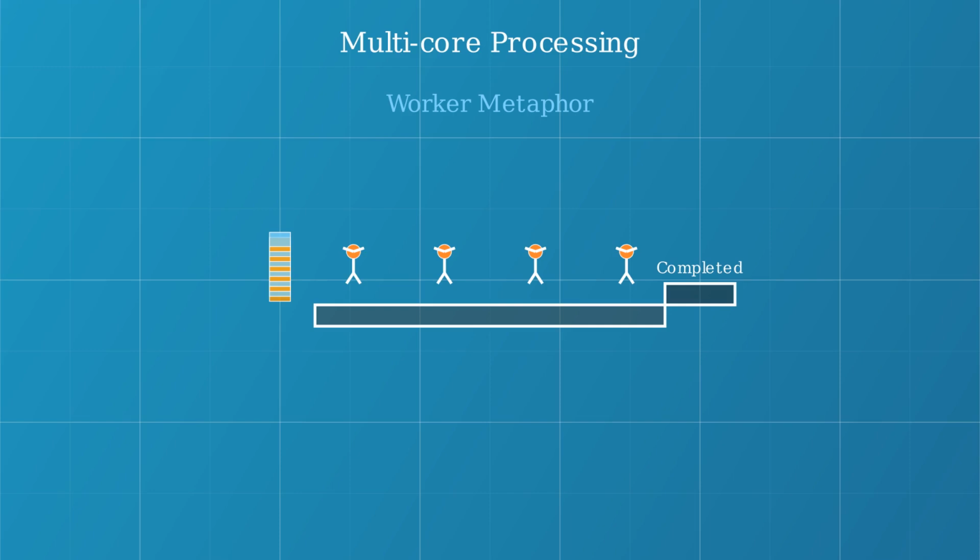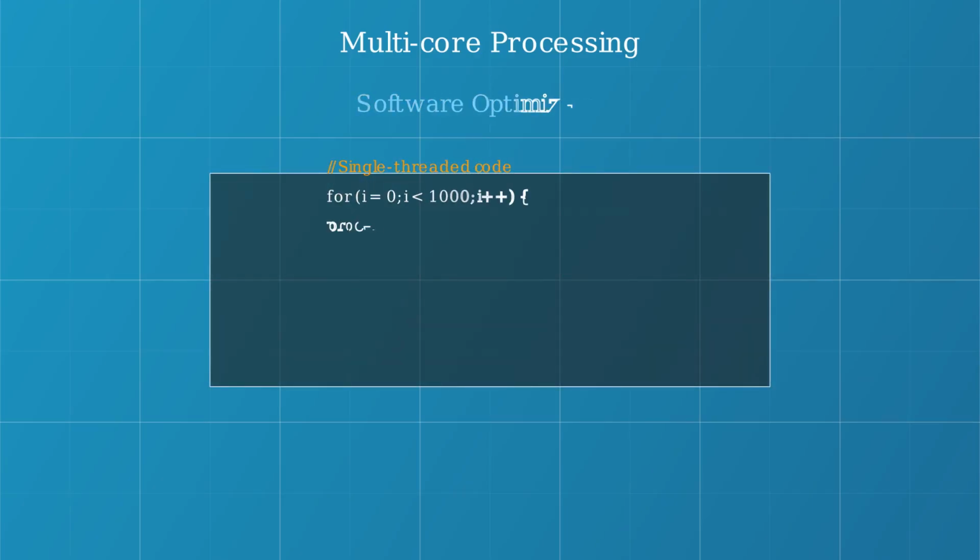Think of multi-core processing like a team of workers. A single worker can only handle one task at a time, while a team can work on multiple tasks simultaneously. With 4 workers, they can complete 4 tasks in the same time it would take one worker to complete a single task. While multi-core processors offer tremendous potential, software must be specifically written to take advantage of multiple cores.